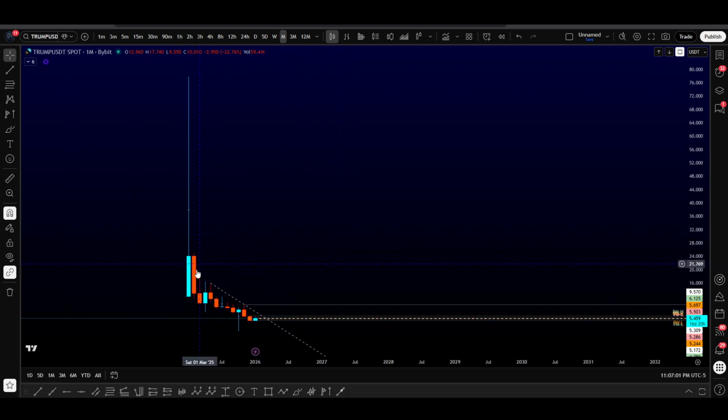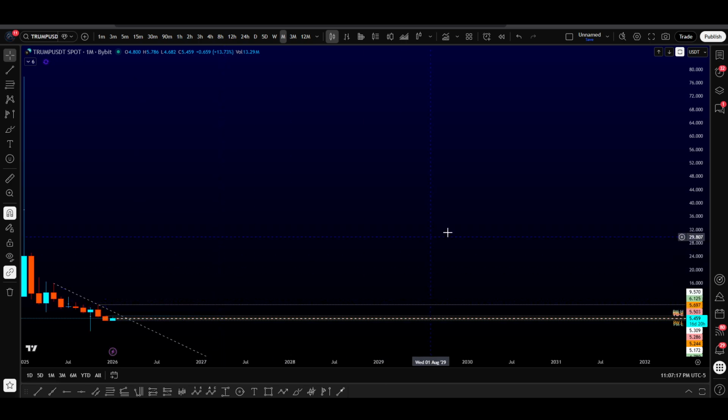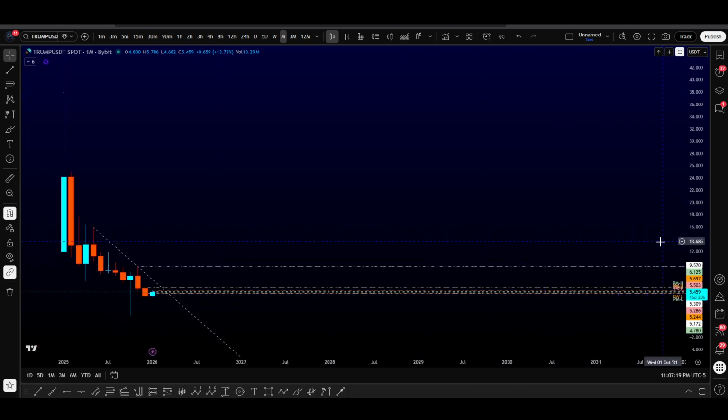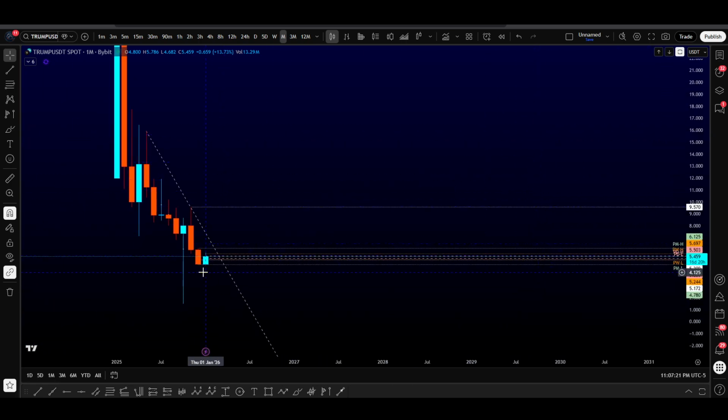So looking at the monthly time frame, we can clearly see that Trump coin has been in a downtrend for quite some time, right? We had one very bullish monthly candle, but ever since that monthly candle closed, it's still just been selling off, making lower lows and lower highs every single month since it basically launched.